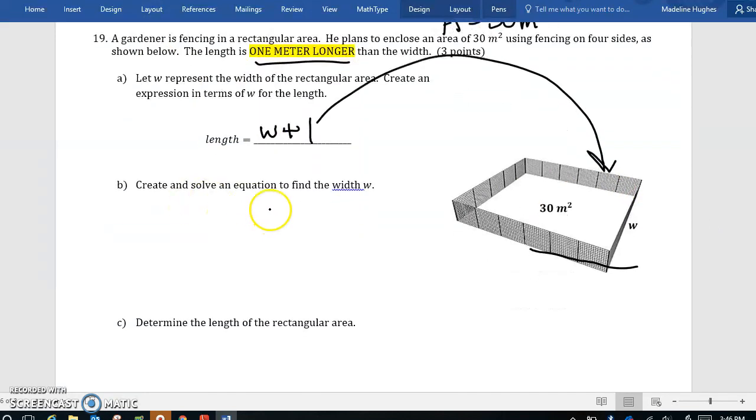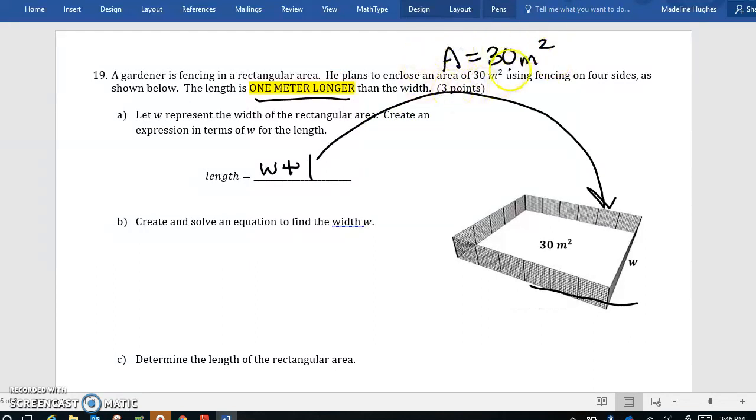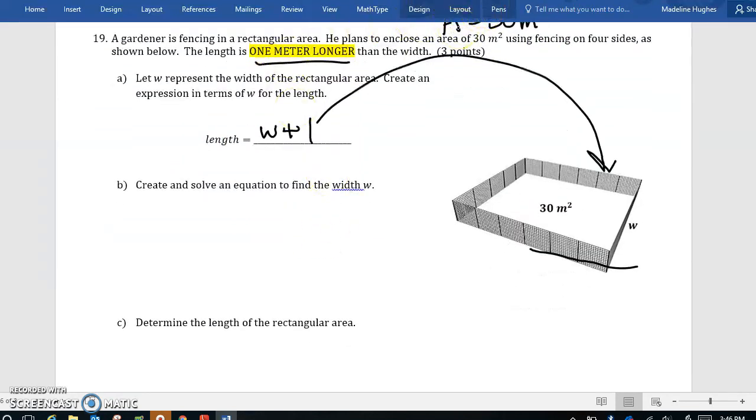Right, so B, create and solve an equation to find the width W. So we're going to have to use the idea of this area, the length, and the width to find W. Right, so just like we've seen before, we know area is equal to length times width. We're told that the area is 30, so I'm going to plug in 30 for the area. We're told that the length is W plus 1, so W plus 1, I'll put that in parentheses, and our width is just W. Okay, so now when you have this W on the outside, we need to distribute it.